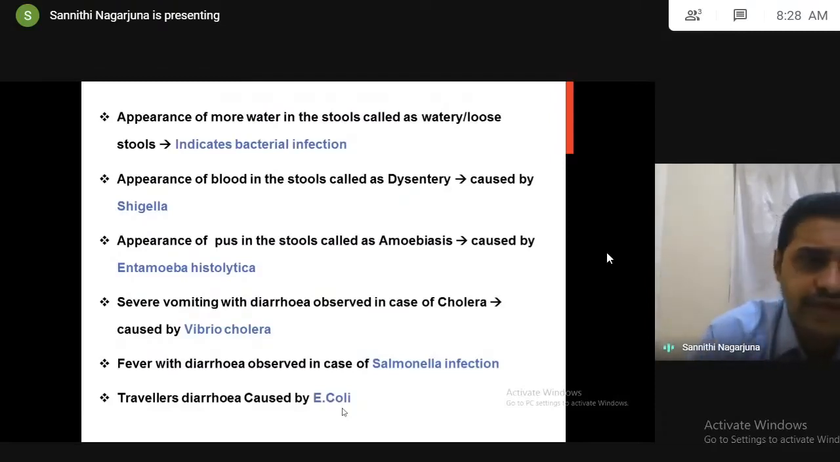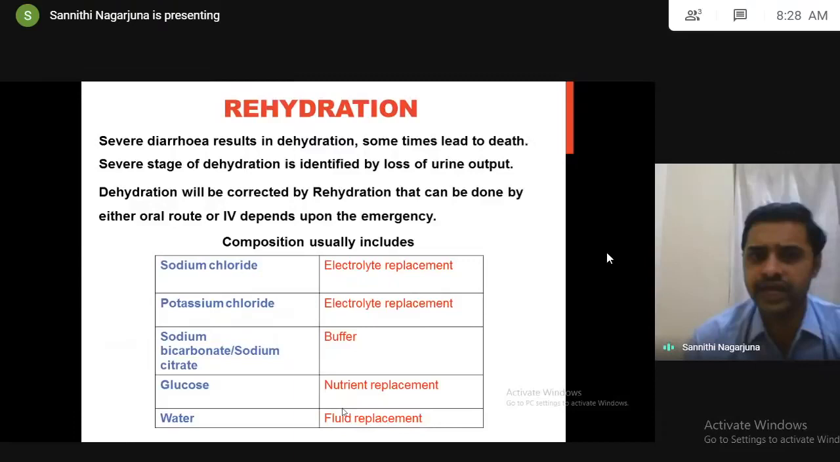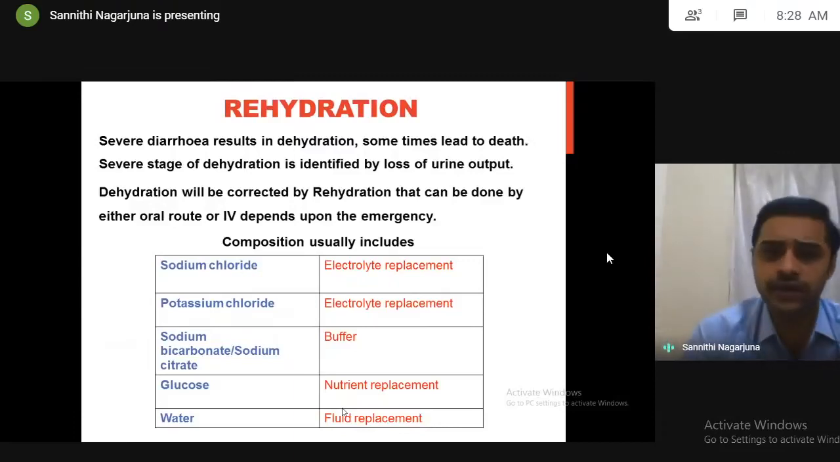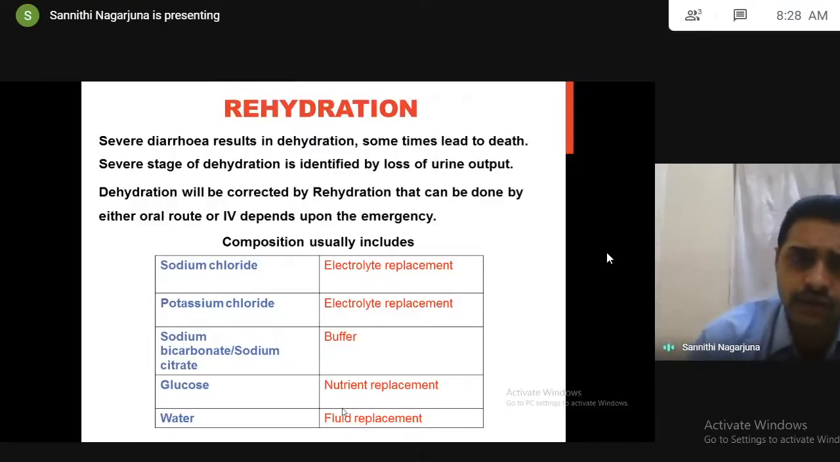First, the concept of treating diarrhea. Why we should treat diarrhea is, as we all know, if you have diarrhea, there is a huge loss of water and electrolytes from the body. The severe loss of water and electrolytes leads to dehydration. Sometimes dehydration leads to death also. So the dehydration will be corrected by rehydration.